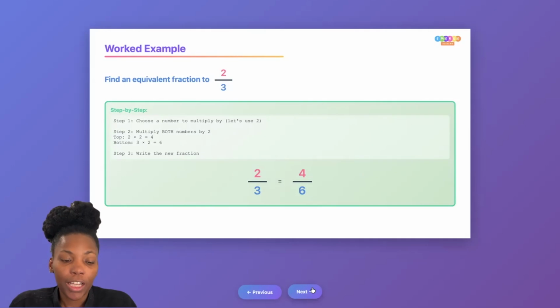So let's have a look at this worked example. We want to find the equivalent fraction to 2/3.